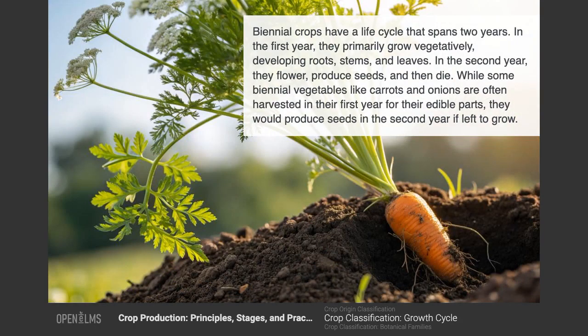Biennial crops have a life cycle that spans 2 years. In the first year, they primarily grow vegetatively, developing roots, stems, and leaves. In the second year, they flower, produce seeds, and then die. While some biennial vegetables, like carrots and onions, are often harvested in their first year for their edible parts, they would produce seeds in the second year if left to grow.